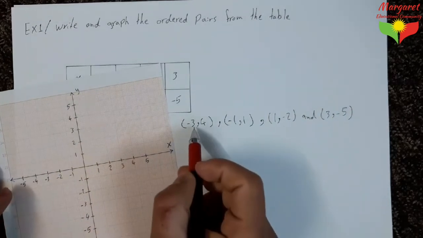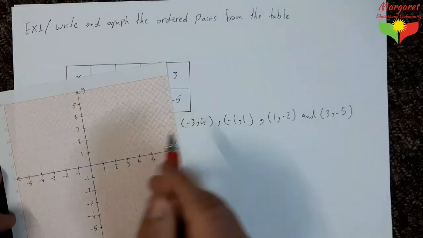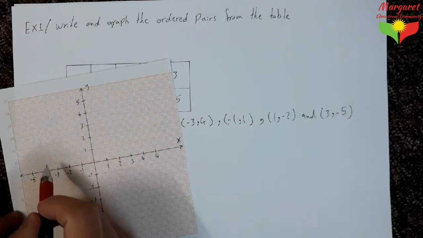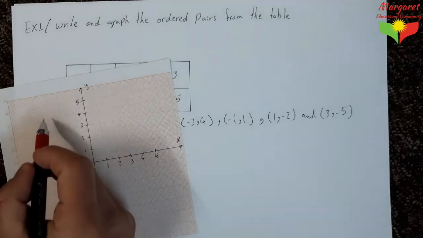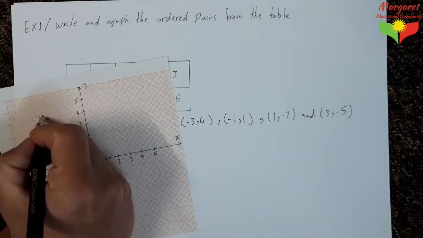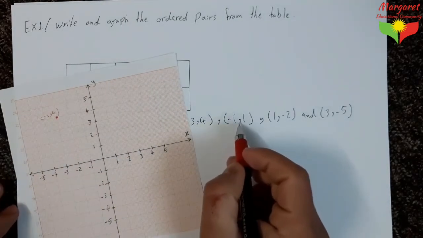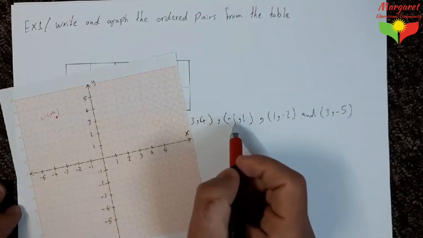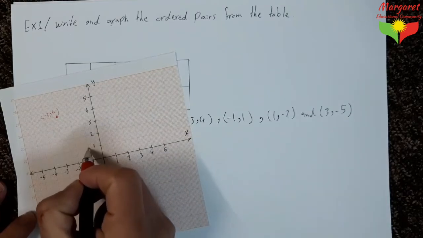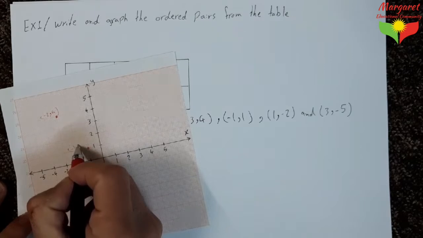To plot -3, 4, move 3 units to the left and 4 units up. So 1, 2, 3 and 1, 2, 3, 4. So plot -3, 4. And to plot -1, 1, move 1 unit to the left and 1 unit up. So 1 and 1. Plot point -1, 1.